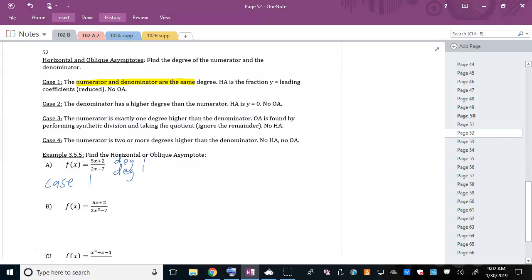So here, my horizontal asymptote, or HA for short, is the fraction which is the leading coefficients. So I'm going to write HA, and again, it is y equals, because it is a horizontal line, 5 over 2. Now, if I could reduce that, I would do so. This fraction does not reduce, though, so that is my answer. Now, we cannot have both a horizontal and an oblique asymptote. So because we have a horizontal asymptote, this one does not have an oblique asymptote.